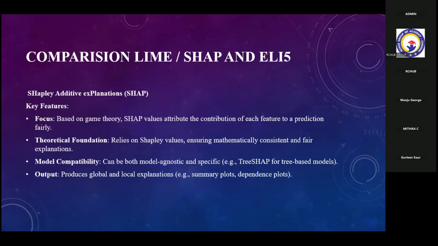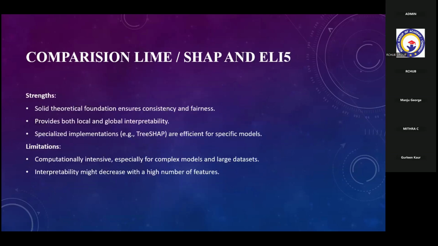Next, we are talking about SHAP. It is mainly for prediction and ensuring mathematical concepts. Very important, it mainly focuses on ensuring a mathematical concept. It is also used for plotting the data. So these are the SHAP key features. Here the strength is theoretical foundations and also local and global interpretability. For limitations, you can see complex model datasets. So this is what comes under the strengths and weaknesses of SHAP.